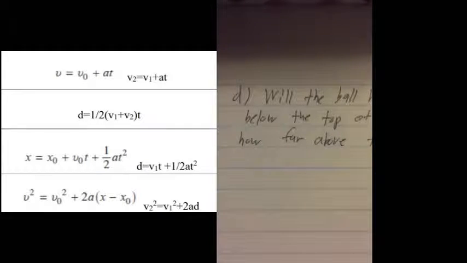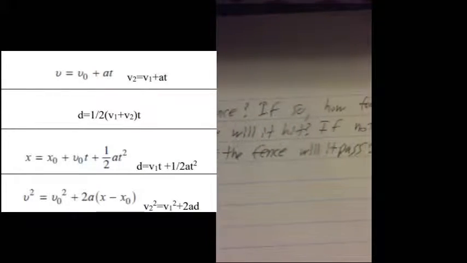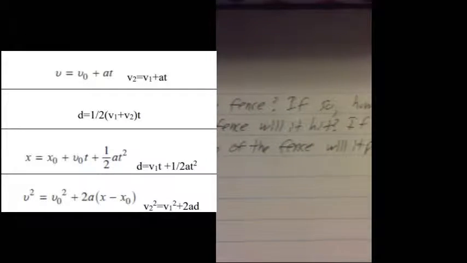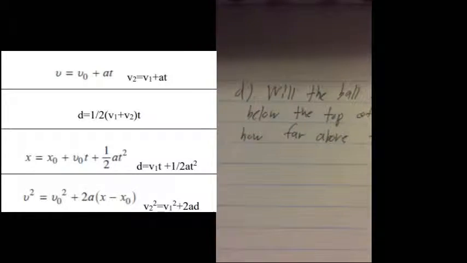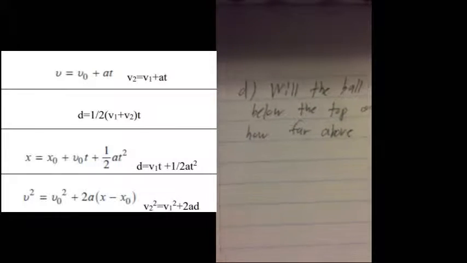Alright, so this is part D of the all or nothing quiz problem for Unit 1. And it reads, will the ball hit the fence? If so, how far below the top of the fence will it hit? If not, how far above the top of the fence will it pass? So again, we need to use a kinematic, and again, we need to write down all our information to figure out which kinematic we need to use.